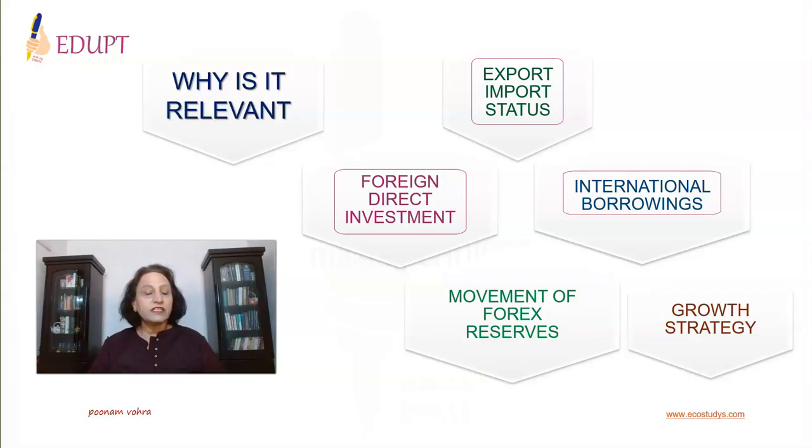Three, international borrowings is one of the most important components of balance of payment, and it shows the extent of a country's dependence on other nations. Four, since all the foreign exchange transactions are routed through the central bank, balance of payment account reflects the movement of foreign exchange reserves with RBI. Healthy reserves are a sign of healthy economy.